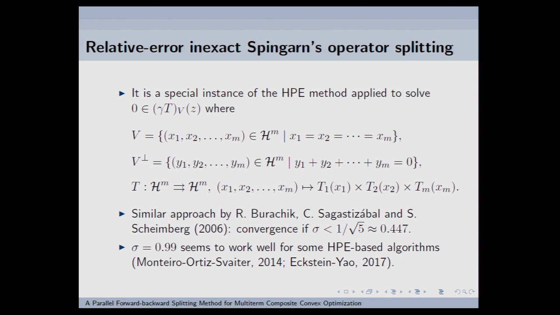But in this case, the method only converges if sigma is less than 1 over the square root of 5. This represents some kind of limitation, because in recent implementations of this HPE method, sigma 0.99 is not the best, but it is one of the best. You can check the work of Monteiro, Ortiz, and Svaiter, and Xu and Yao last year. So 0.99 seems to be important here.